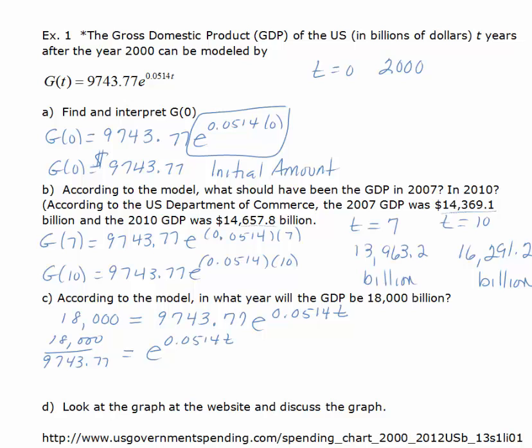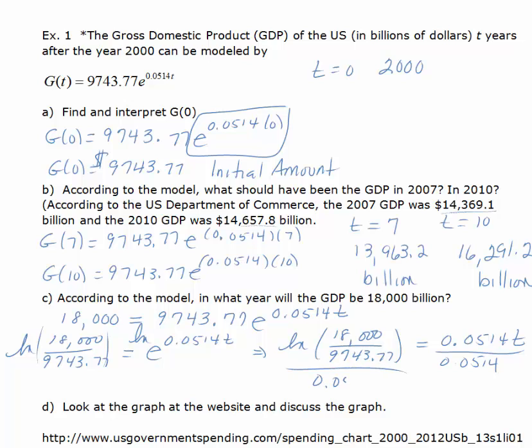We need to take the natural log of each side, leaving us with the natural log of 18,000 divided by 9743.77. That's equal to 0.0514t. We need to divide each side by the 0.0514. So t is going to equal this value right here, and let's plug that in our calculator.